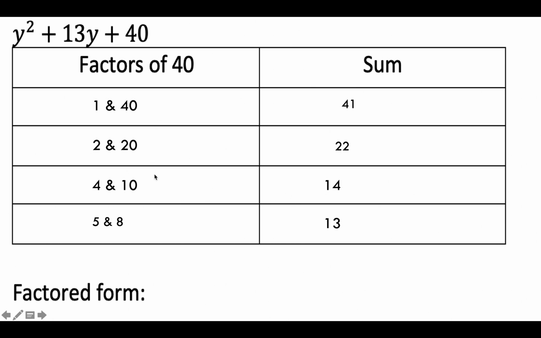So out of these four sets of factors, which one adds up to 13? 5 and 8. So we're going to use 5 and 8 to write out our factored form, and our factored form is y plus 5 times y plus 8.